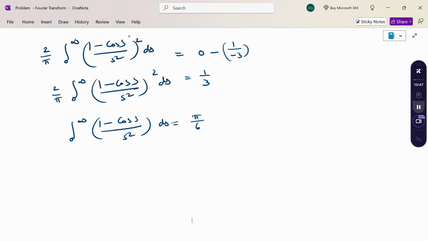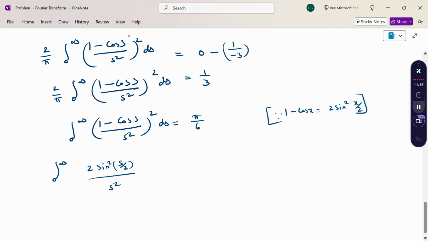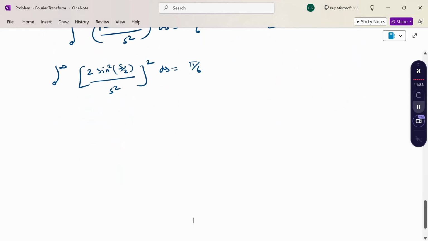But the question is (sin t by t) whole power 4. Therefore, I want to change this into a t term. How to change? We use 1 minus cos x equals 2 sin squared (x by 2). Changing this term, the integral from 0 to infinity of (2 sin squared (s by 2) divided by s squared) whole squared ds equals pi by 6. Then we expand this form.